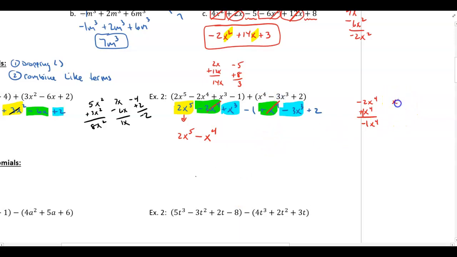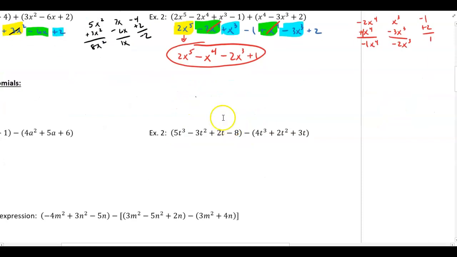Now, 1x to the 3rd minus 3x to the 3rd will give me negative 2x to the 3rd, and I'm going to subtract it. And then negative 1 plus 2 will give me positive 1. And I am done.